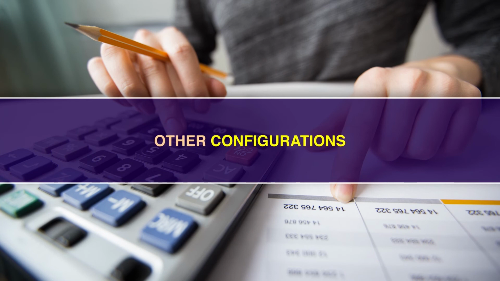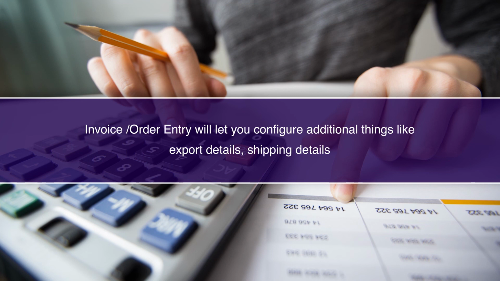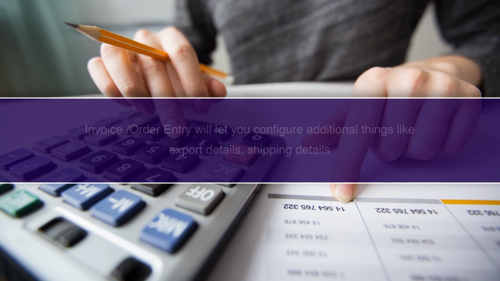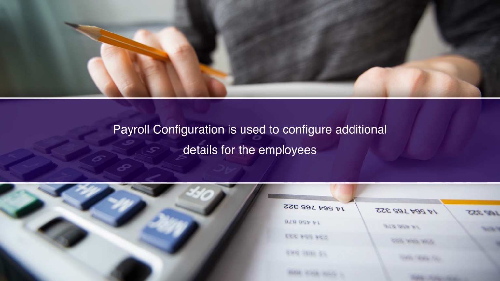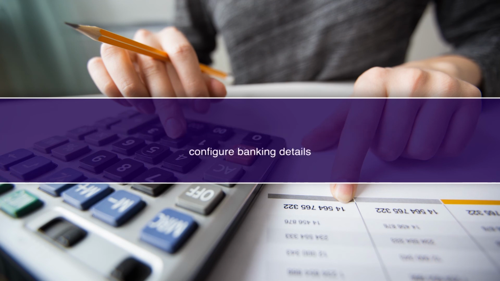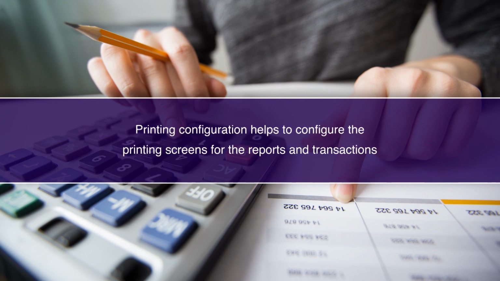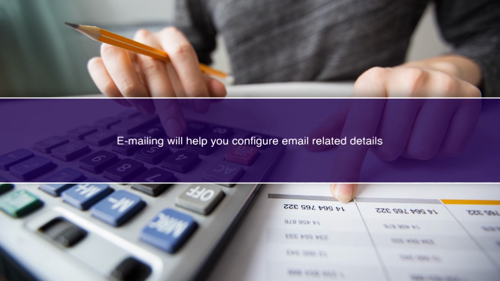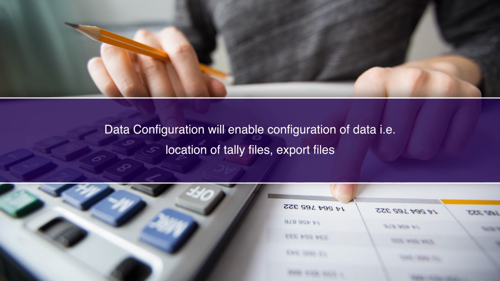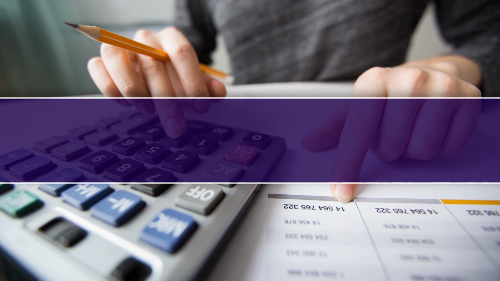Now let us look for the other configurations. In configurations, invoice order entry will let you configure additional things like export details, shipping details, etc. Payroll configuration is used to configure additional details about the employees. Banking configuration will let you configure banking details. Printing configuration will help you configure the printing screens for the reports and the transaction. Email will help you configure email related details. Data configuration will enable configuration of data, that is location of tally files, export files, etc.